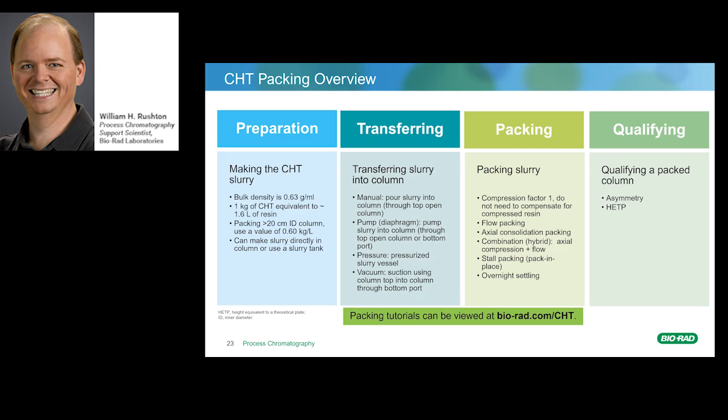You can slurry directly in the column, or you can use a slurry tank. If you're using a slurry tank, you can transfer it into the column using the following methods. You can manually pour it into the column if it's an open column. You can pump it in. You want to use a diaphragm pump. You don't want to use rotary lobe or peristaltic pump, as these can cause damage to the CHT particles.